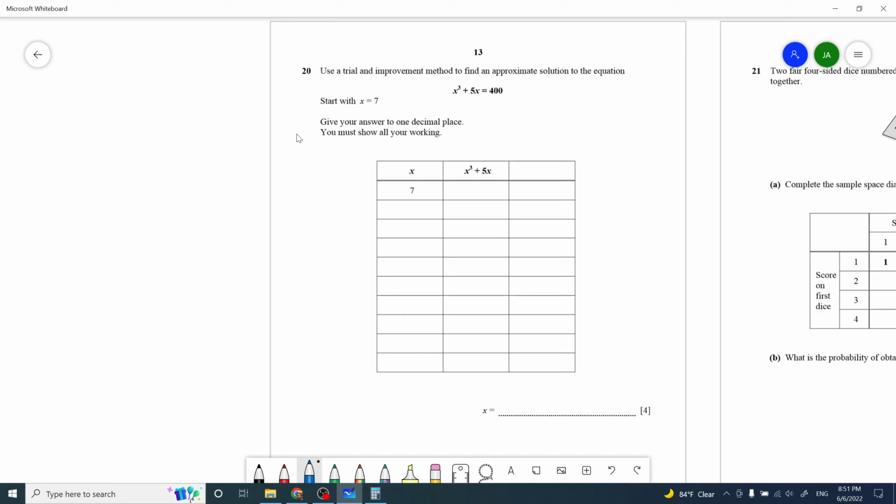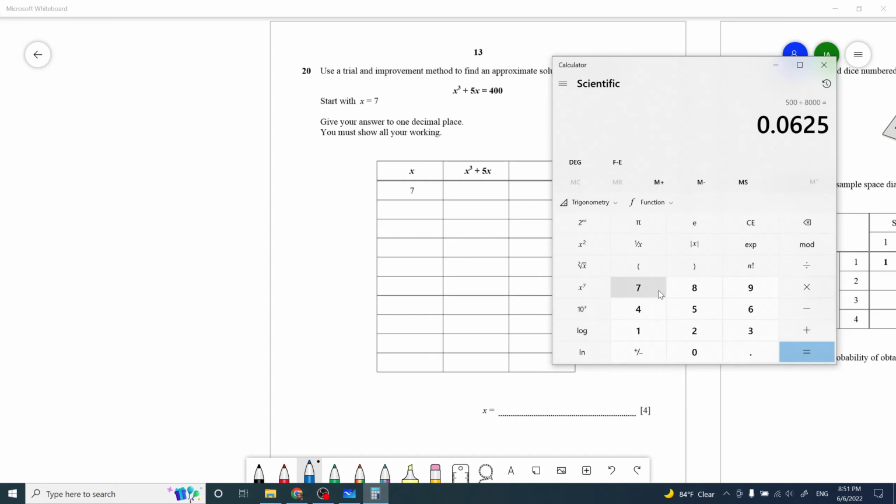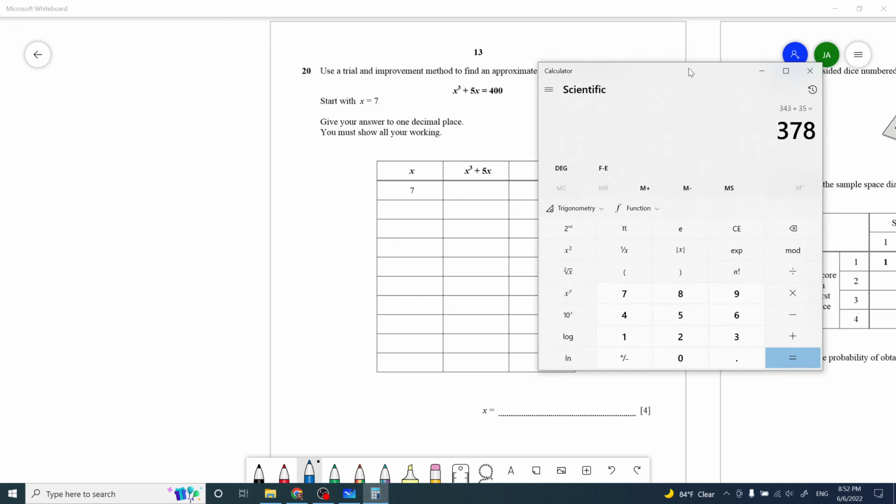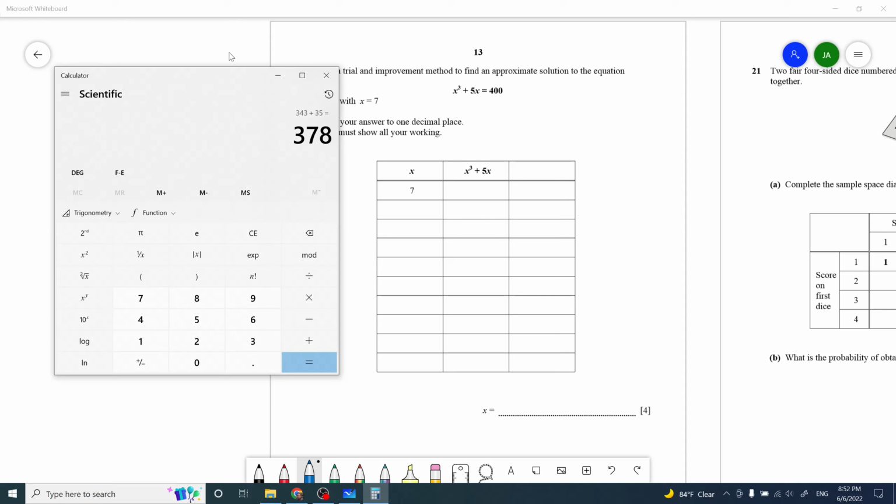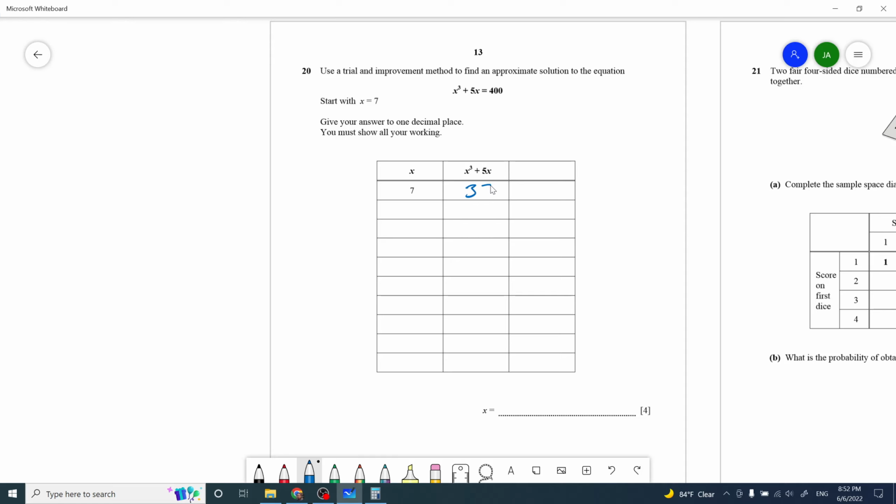If we start with x equals 7, putting this in here, so x cubed, 7 times 7 times 7 is going to give us 343, plus 5 times 7, which is 35, equals 378. So this, is it too big or too small? This is too small. So we're going to need something a bit bigger.